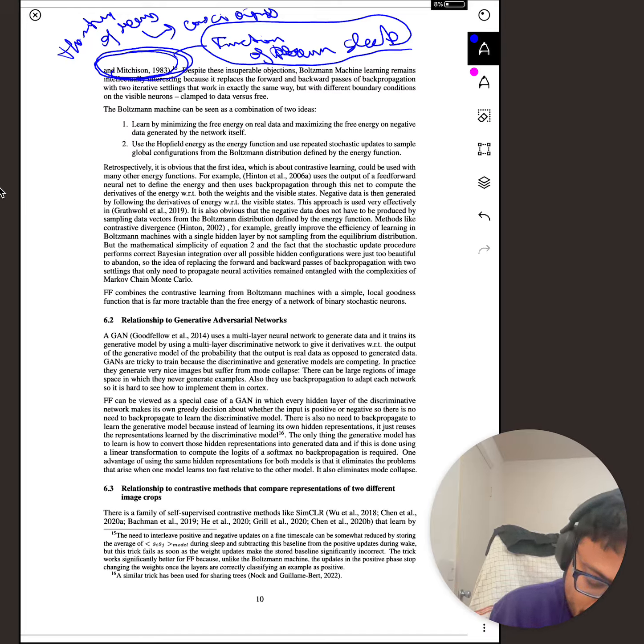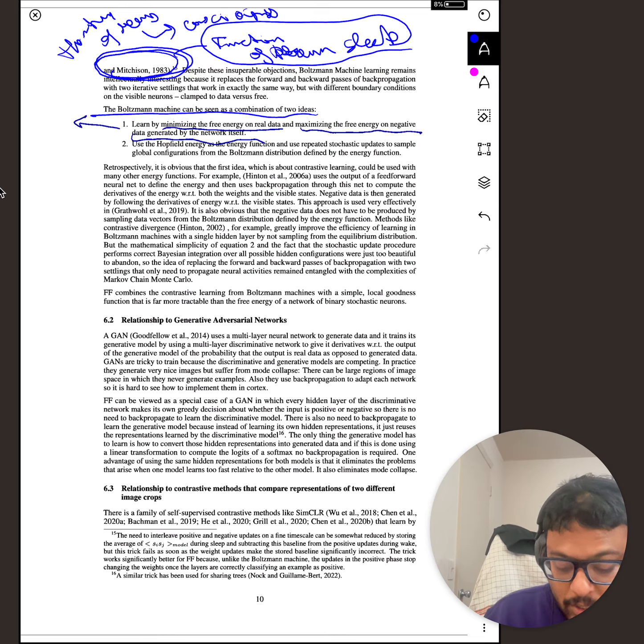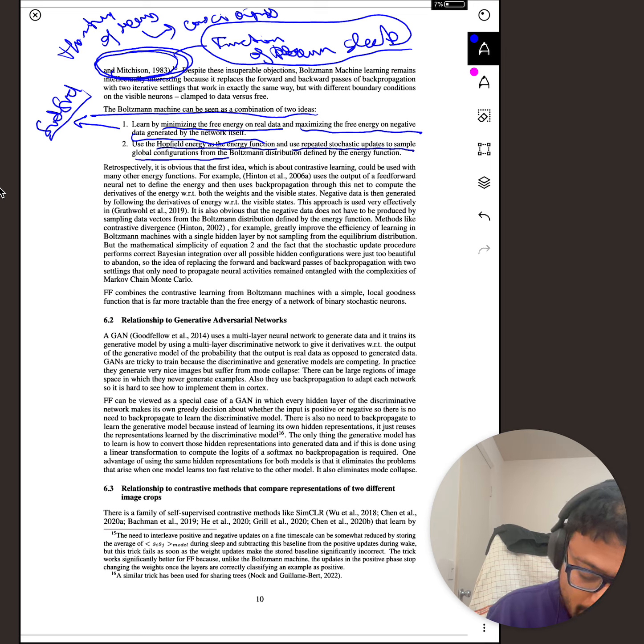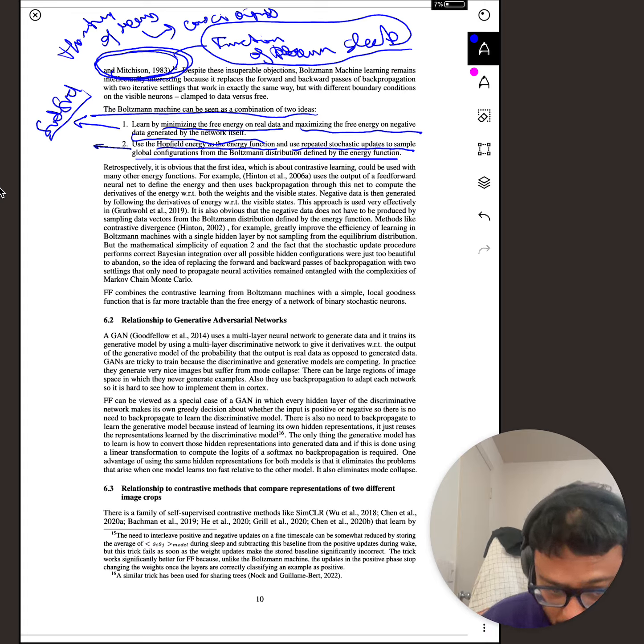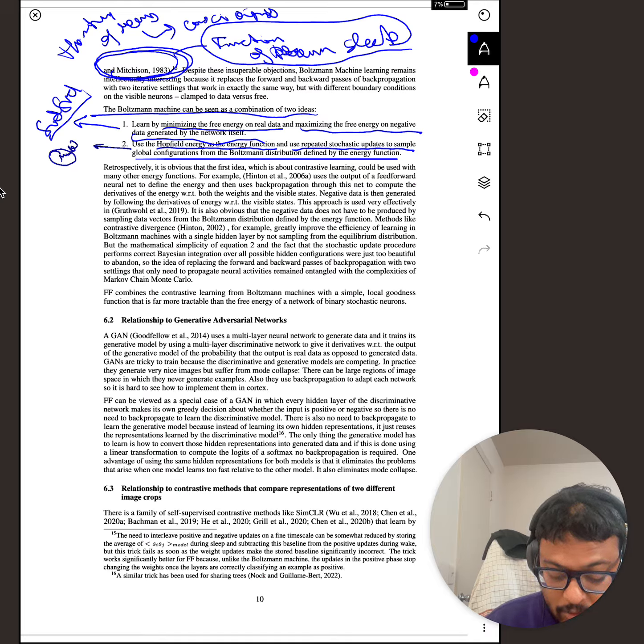So what he's saying is that the Boltzmann machine had two ideas. One is that you minimize the energy on real data and maximize the free energy on negative data, and this is what a normal forward algorithm is doing. The other is that you use the Hopfield energy as the energy function and use repeated stochastic updates to sample global configurations derived from the energy function. And that's what he's saying, that during the dreaming phase you are somehow sampling from whatever your model has learned, and then you're using that to derive the learning process.